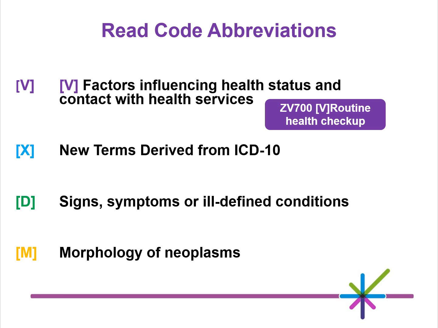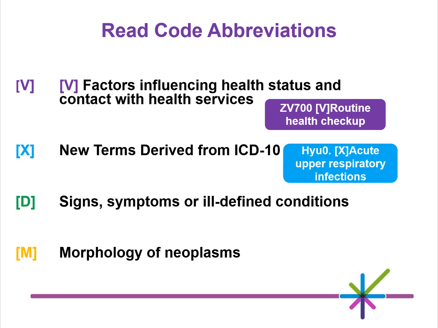X in square brackets refers to codes derived from ICD-10 codes when ICD-10 was first introduced. These codes were added at this time as they were deemed clinically useful. For example, Hyu0.[X] acute upper respiratory infections.